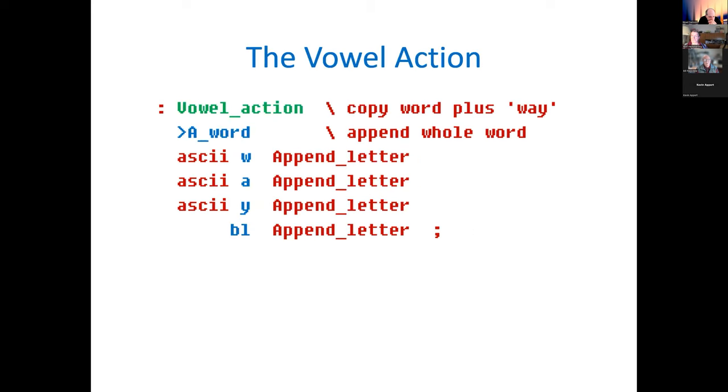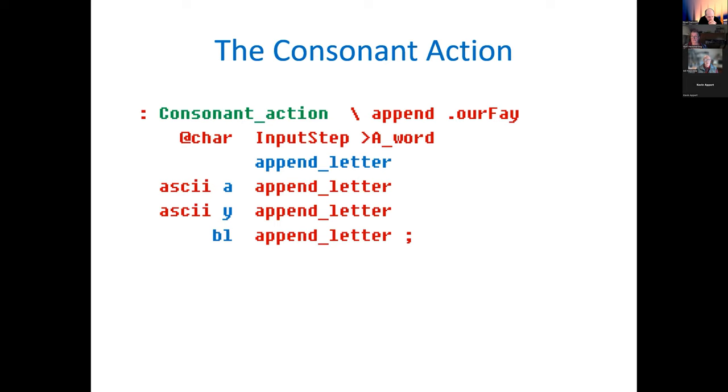The vowel action is pretty straightforward. In this case, the 2A word just appends the entire word. If we have a word like ALL, A-L-L is appended to the output, and then ASCII W appends W, then A-Y, and a blank. So we just take the word, pass it into the buffer, and add W-A-Y at the end.